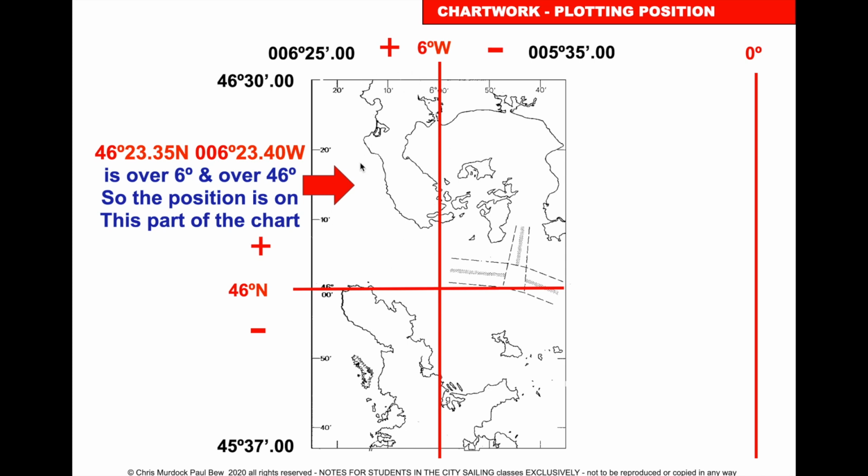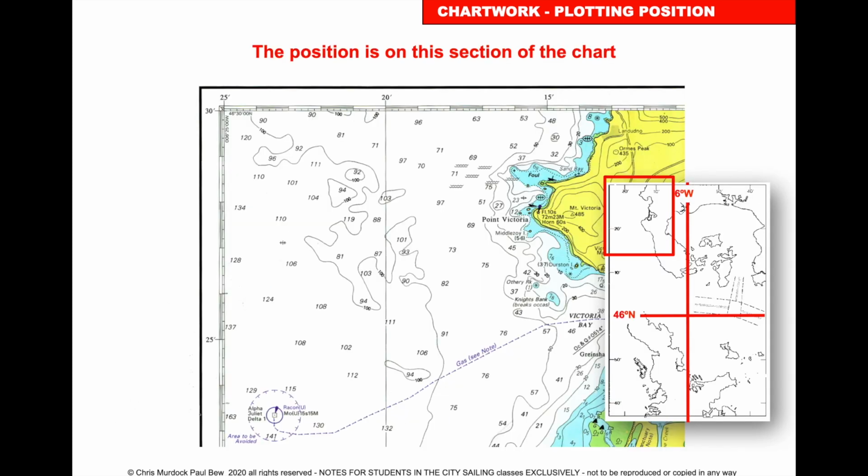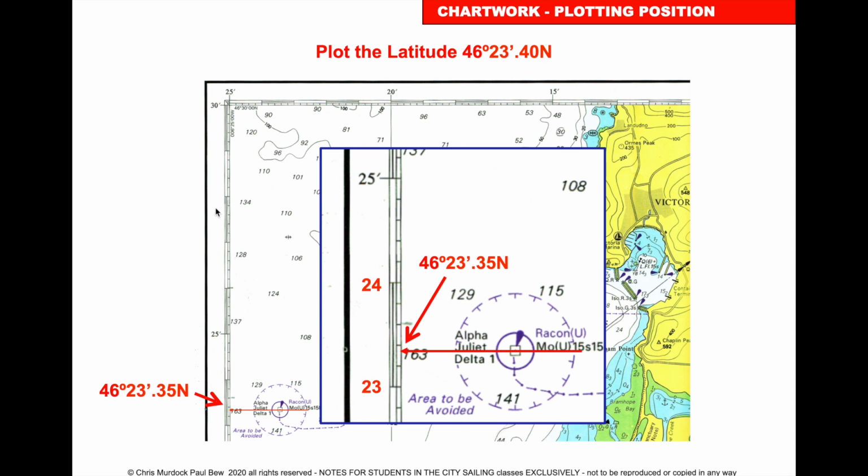So what I suggest you do is fold the chart 3 in half and have a look at the top left hand corner. And when we look at it, we'll see that the scale on the side, the latitude scale, will be 46 degrees, 10, 20 and so on, 6 degrees, 10, 20 and so on. So if we look at the top left hand corner, here we go, we can see the chart. We know that everything above here is 46 degrees.